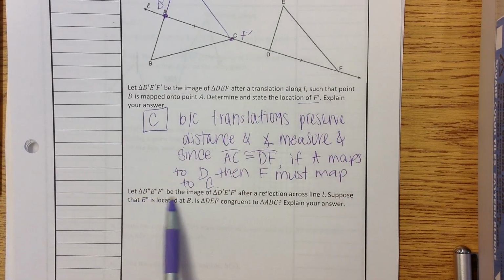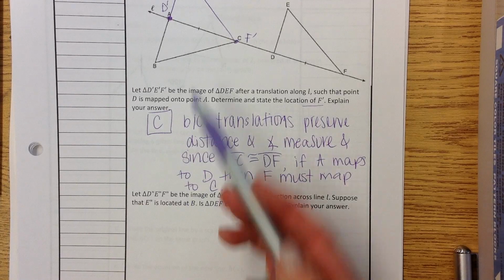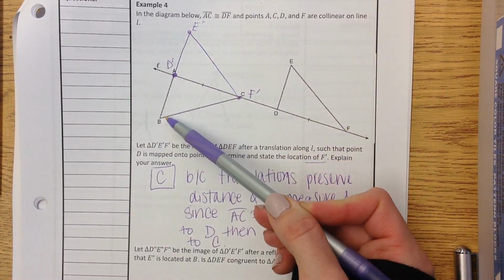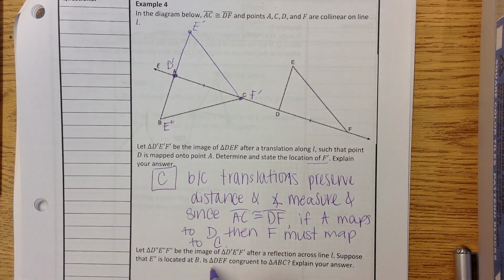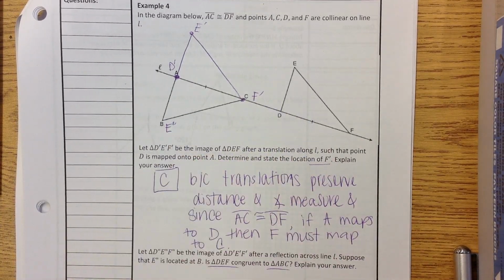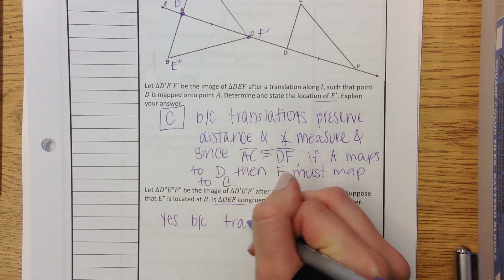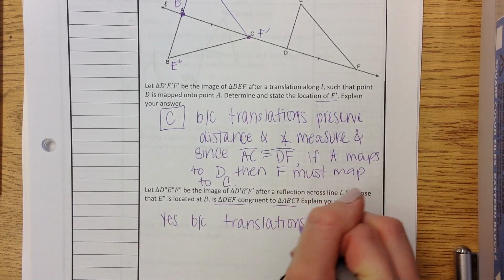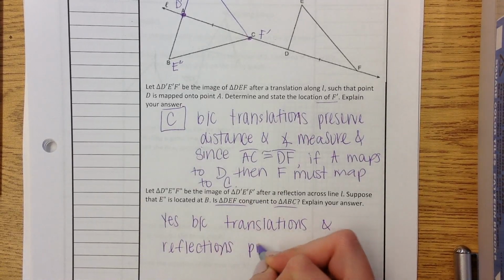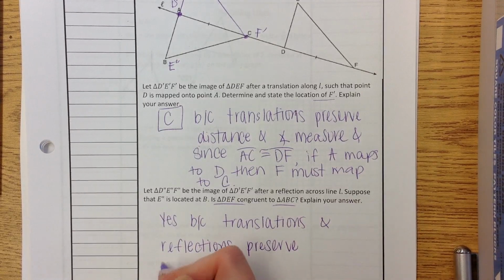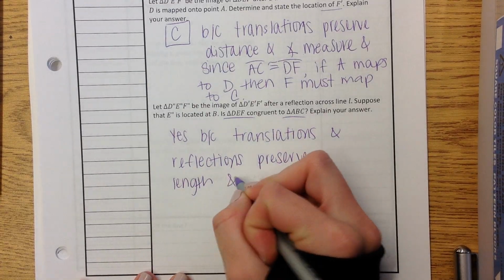Last part here says the double primes is the image of the primes after a reflection over line L. Suppose E double prime is located at B. So they're saying E reflects over the line L to become here, E double prime. Is triangle DEF congruent to triangle ABC? So are the two triangles, the original and this one, going to be congruent to one another? The answer to this, of course, is yes, because, and we're going to refer back to first the translations and reflections preserve length. If you prefer the word distance, use the word distance. And angle measure.